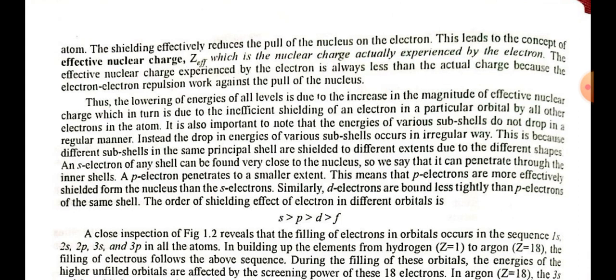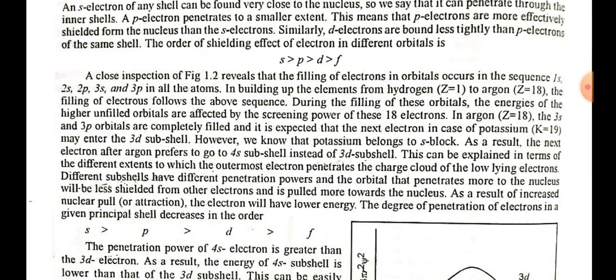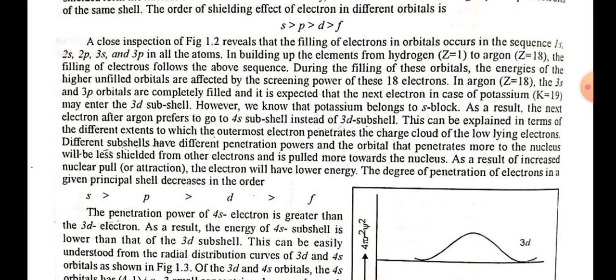An s electron of any subshell can be found very close to the nucleus, so we say that it can penetrate through the inner shells. A p electron penetrates to a smaller extent. This means that p electrons are more effectively shielded from the nucleus than the s electrons. Similarly, the d electrons are bound less tightly than the p electrons in the same shell. The order of shielding effect of an electron in different orbitals is s, then p, then d, and then f.